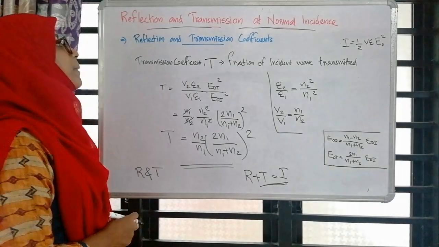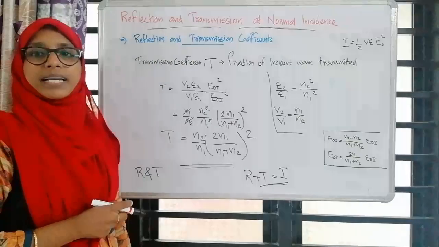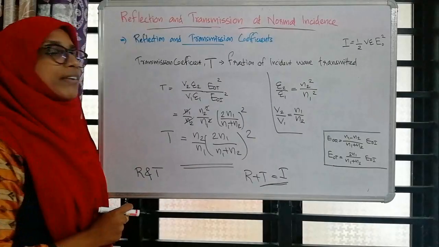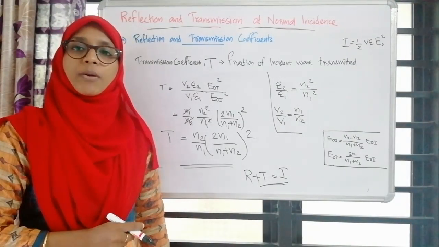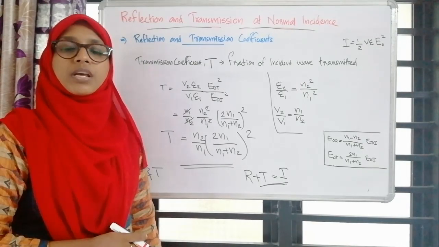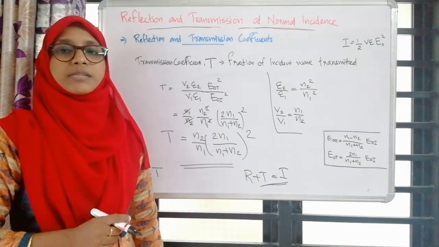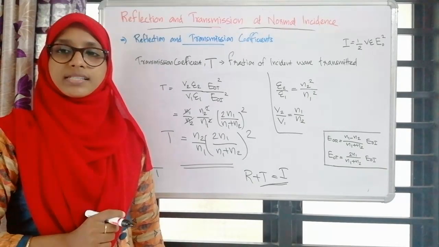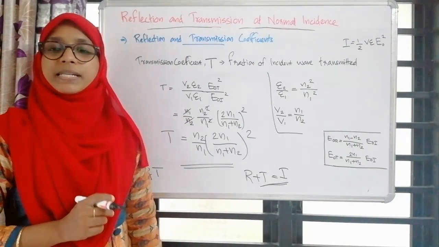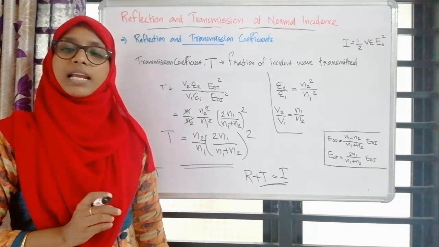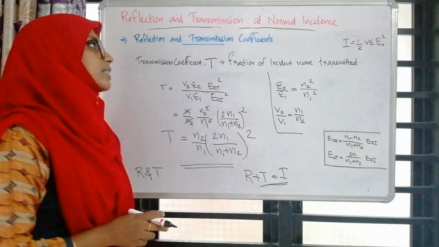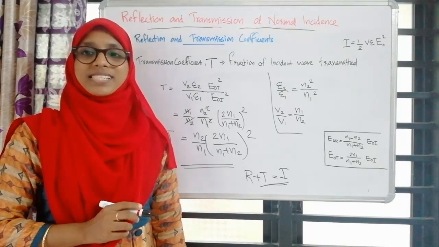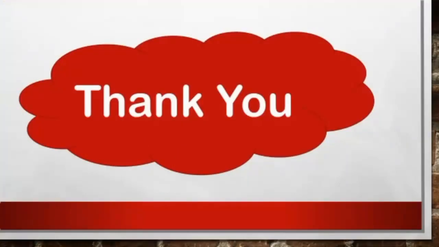This is the topic, reflection and transmission of electromagnetic waves at normal incidence. In this topic, we have derived the relation between the complex amplitudes and the real amplitudes of incident, reflected and transmitted waves, and also their relation in terms of refractive indices. And also we derived the special cases when V2 is greater than V1 and V1 is greater than V2, and in such a way we have derived the expressions for reflection and transmission coefficients. Thank you.